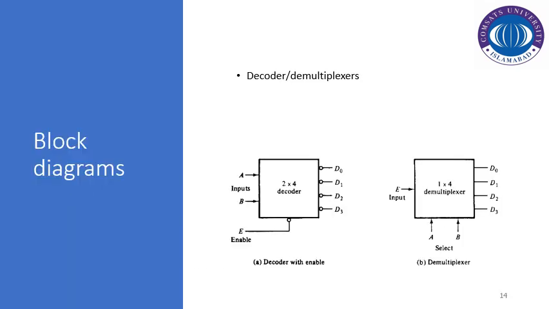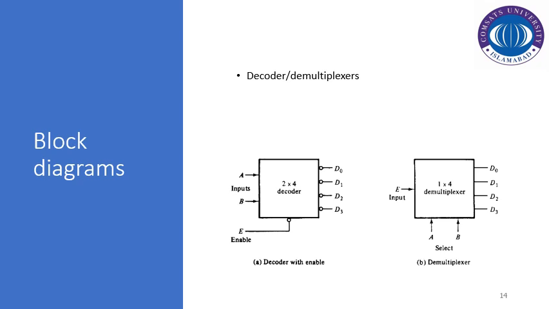As far as the block diagrams are concerned, the decoder can be represented as a 2 to 4 line decoder, the previous example which we have discussed. It has an active low enable, so we have a bubble or inversion at the enable line. A and B are the inputs, and D naught, D1, D2, D3 are the outputs. The bubbles indicate that these outputs are active low outputs. Their default value is 1, and their value is switched from 1 to 0 when the output level is changed.